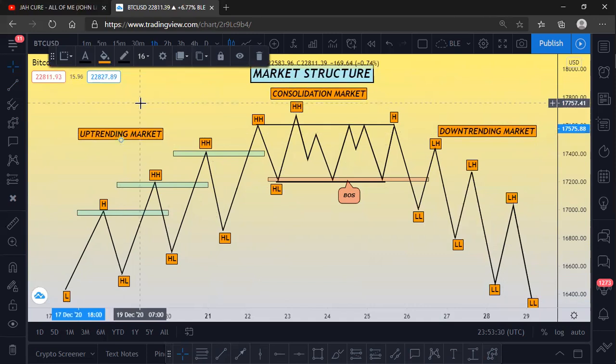Okay, so the market has three phases: the uptrending market, the consolidation market, and then the downtrending market. So basically, this is how the market moves. It just changes from a downtrending to an uptrending market to a downtrending market, consolidation market. When the market is consolidating, we don't know what the market wants to do. We don't know if it wants to keep going up.